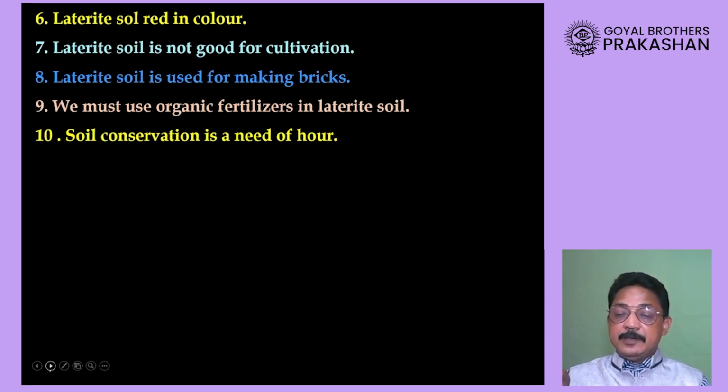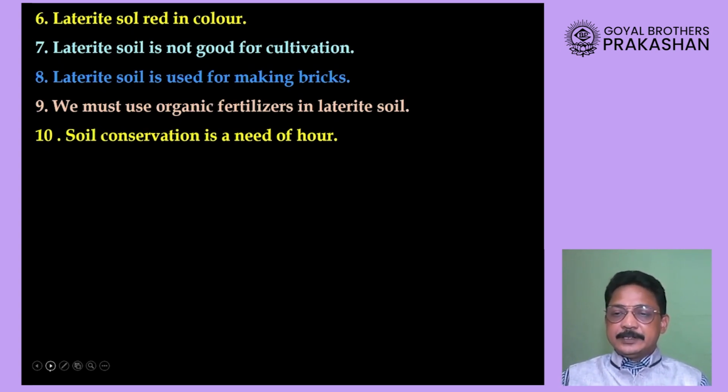If we use chemical fertilizers, they consist of bases. So the base from a chemical fertilizer combines with the acid present in laterite soil, forming salt and water, and salty soil is not good for cultivation. Therefore, we have to use organic fertilizer which doesn't form salt and water. Okay. Now, the next question is soil conservation is a need of our time.